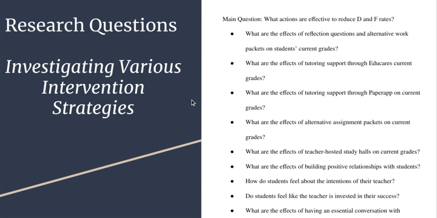For the research question, the main important question would be what actions are effective in reducing D and F rates? And there are some sub questions that go with that because we want to be looking at different intervention strategies. Some would be what are the effects of reflection questions? What are the effects of alternative work packets? What are the effects of in-person tutoring support through EduCares? What are the effects of online tutoring support through the paper app?